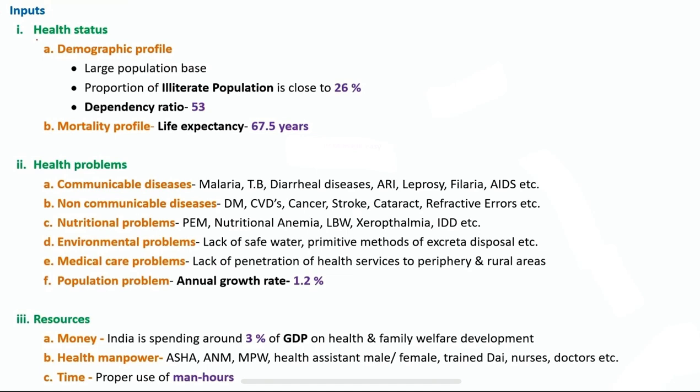And the manpower are the grassroots level health workers and then the physicians, all of those include the health manpower, that is the ASHA, ANM, auxiliary nurse midwife, MPW, health assistant male and female, trained DAI, nurses, doctors. The functions of each of them we are going to discuss in the next videos. For now, remember the manpower includes ASHA, Anganwadi workers, ANMs, MPW, health assistant, trained DAIs, nurses, doctors, all of them are under the manpower.